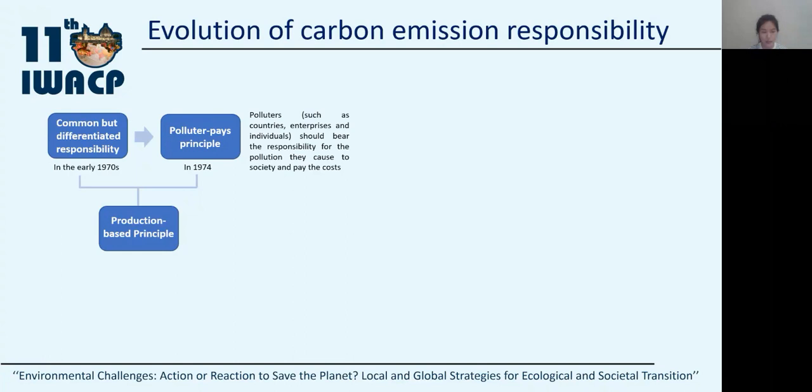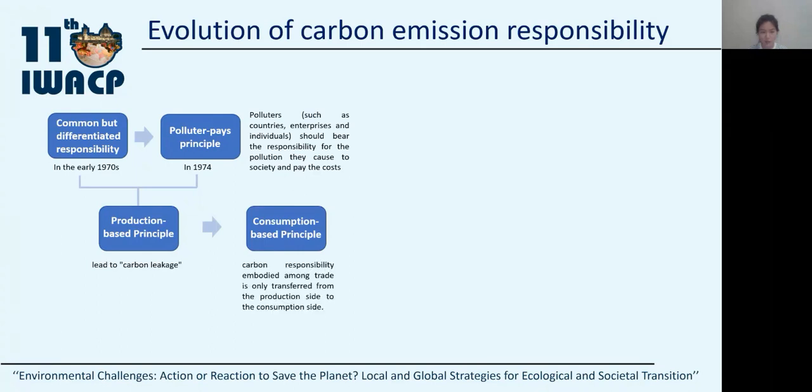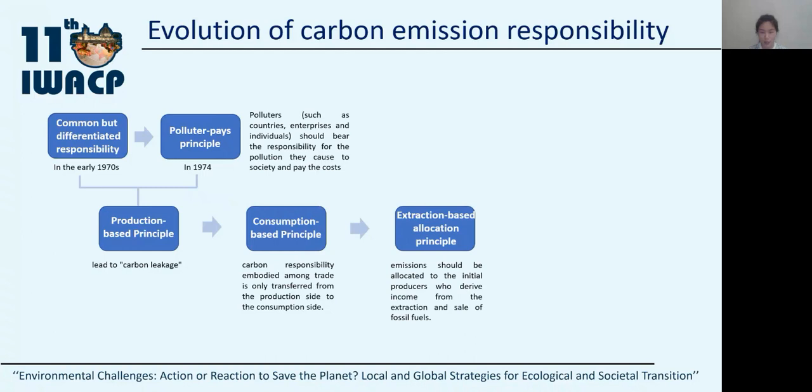The production-based principle can lead to carbon leakage. So some researchers proposed the consumption-based principle. It can solve the problem, but carbon responsibility embodied in trade is only transferred from the production side to the consumption side. There are also other principles, such as the extraction-based allocation principle.